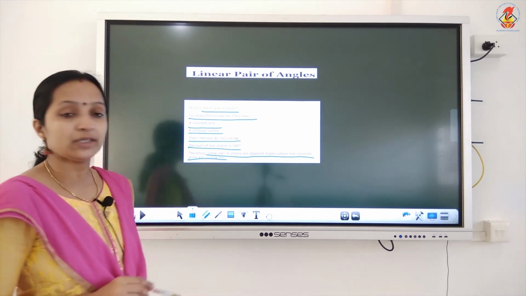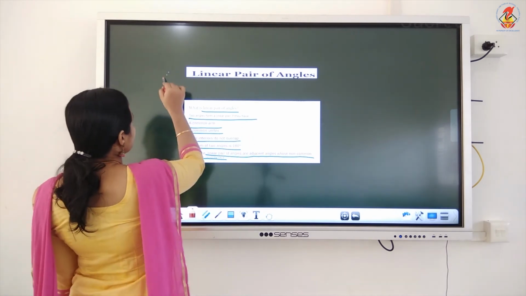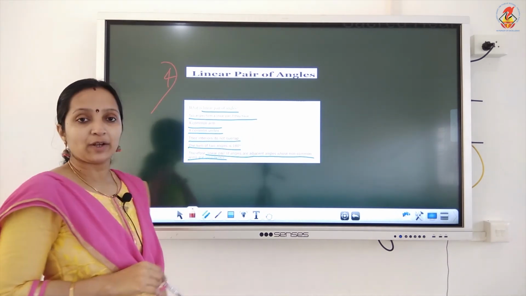This is the fourth type of pair of angles.